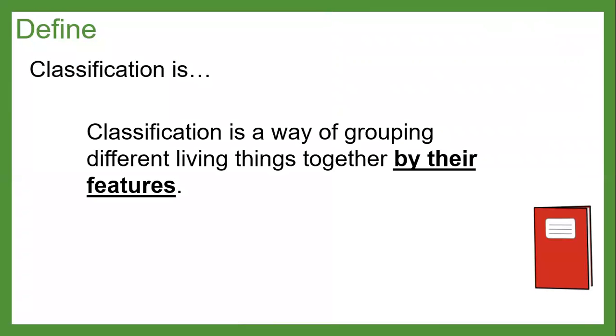So define classification. Pause the video, 30-second chat, and come back and we'll go through the answers. What is classification? Pause the video, please. Okay, let's see if you're all right. So classification is a way of grouping different living things together by their features. Well done to those of you who got it right. Fantastic, pat on the back.